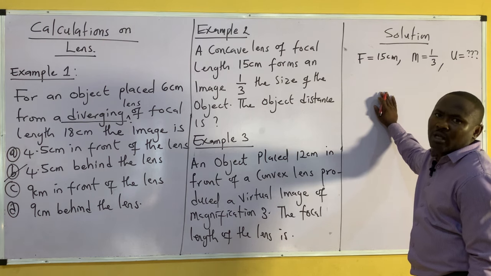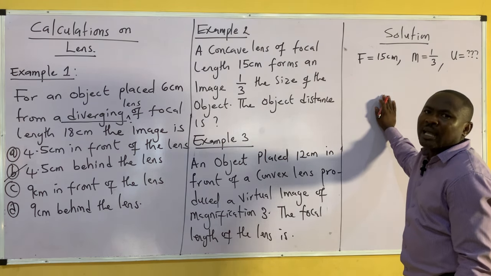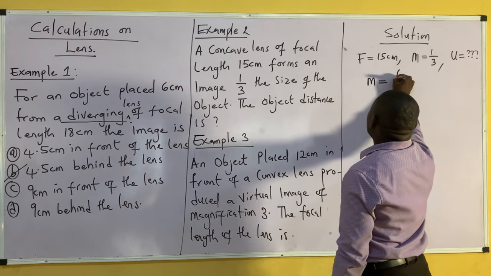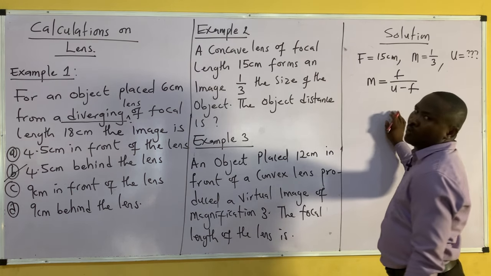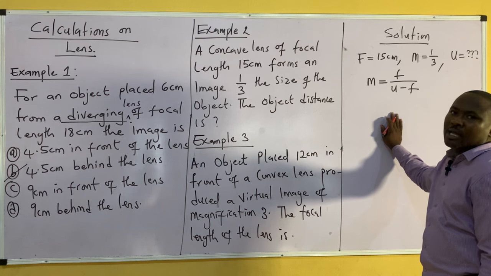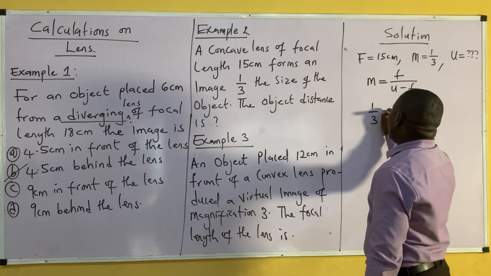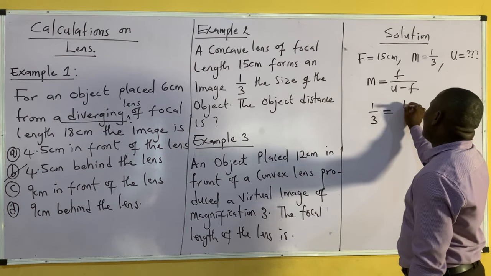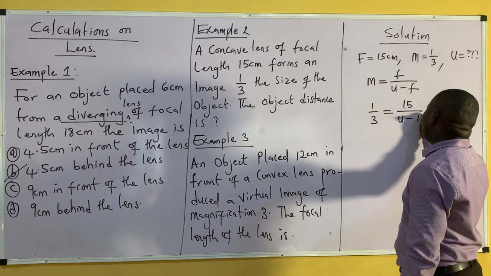So what formula has magnification, has focal length, and has object distance? We'll be using M is equal to F over U minus F. This formula will help us to get it at once. Now, what about magnification? 1 over 3 is our magnification, is equal to, what about our focal length? Our focal length is 15 over u minus 15.